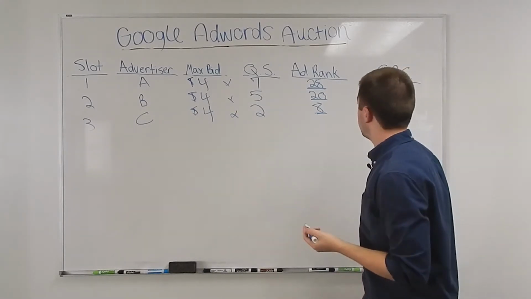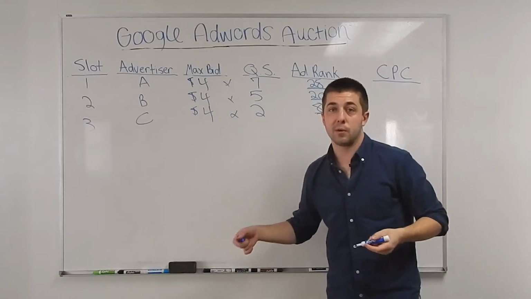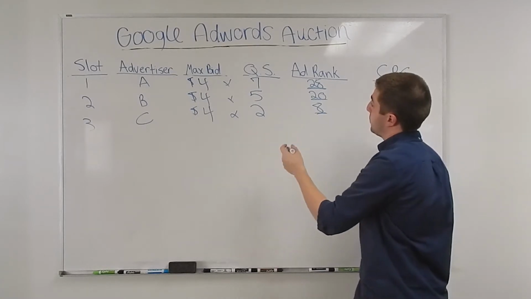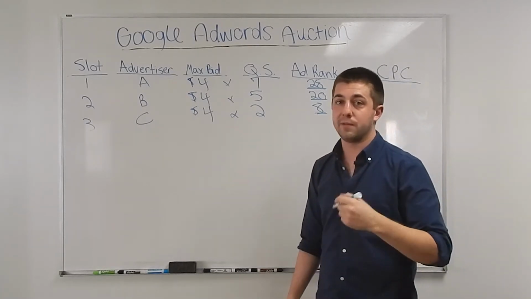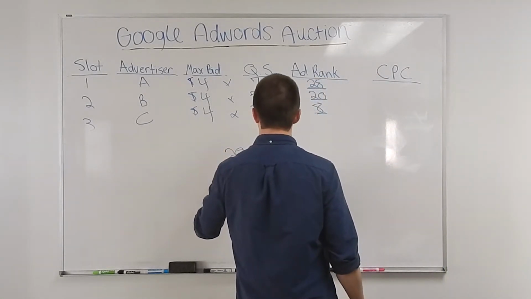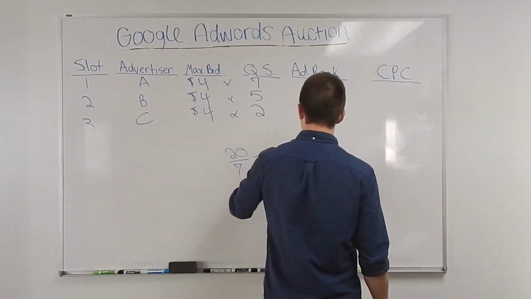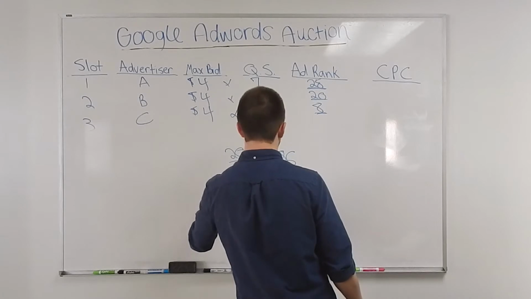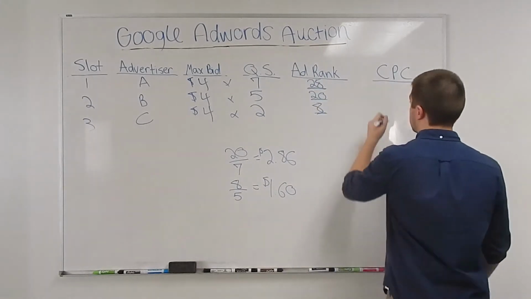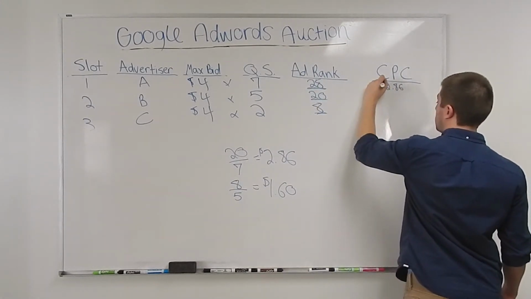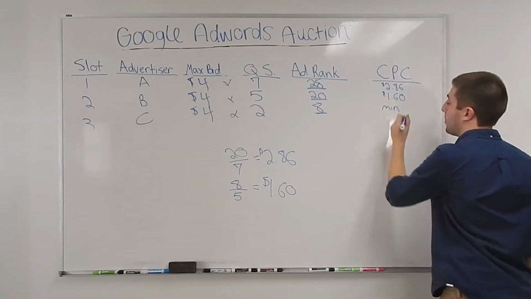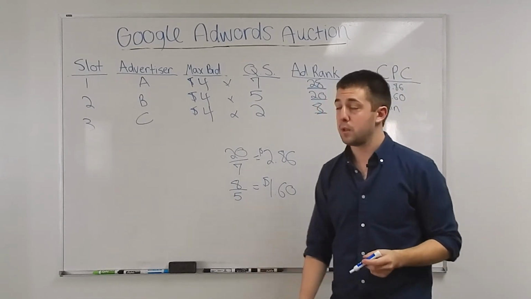And from there, you're going to want to determine what the cost per click is going to be once you're assigned those. So you're going to get your cost per click by taking the ad rank of the person below you and dividing it by your quality score. So in this case, you're going to take 20 divided by 7, which equals $2.86, and you're going to take 8 divided by 5, which equals $1.60. So we're just going to go ahead and put this over here. And then this last one is actually just going to be assigned a minimum price. This was set ahead of time before the auction by Google.